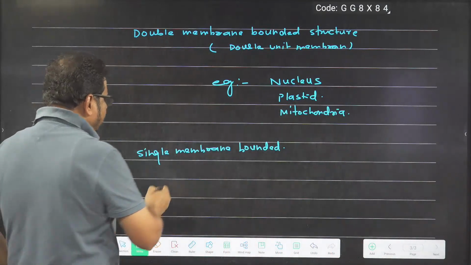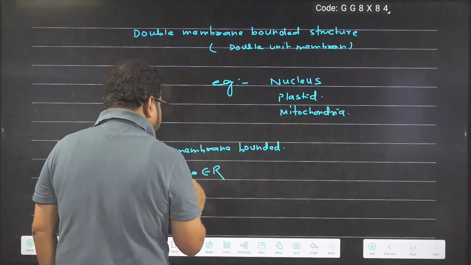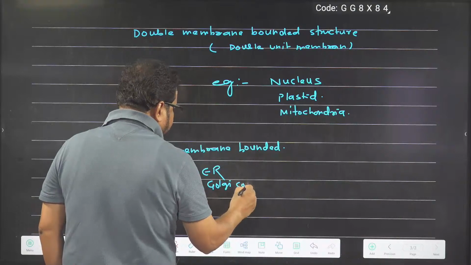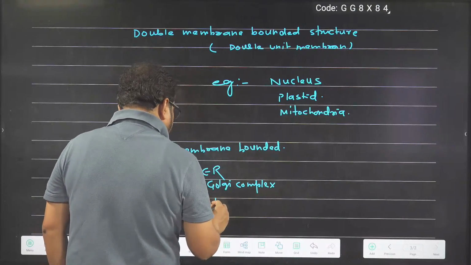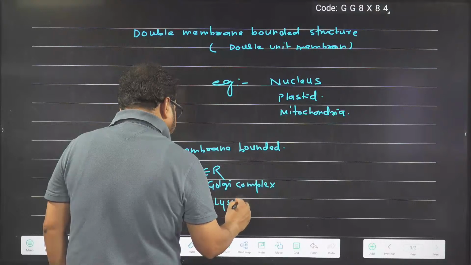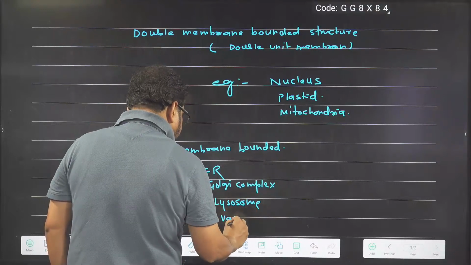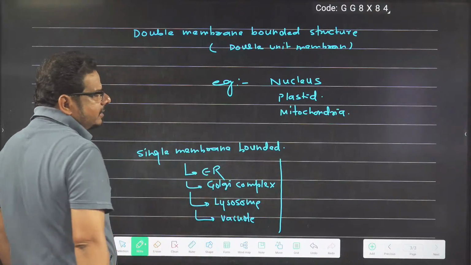Right. So, single membrane bounded organelle is which one? Endoplasmic reticulum, Golgi complex or Golgi body, you can say anything, lysosome, vacuole. Got the idea? These are single membrane bounded structures.